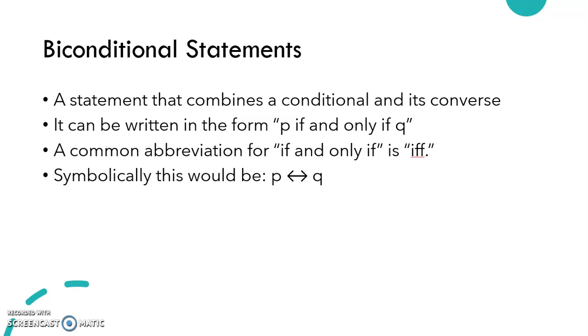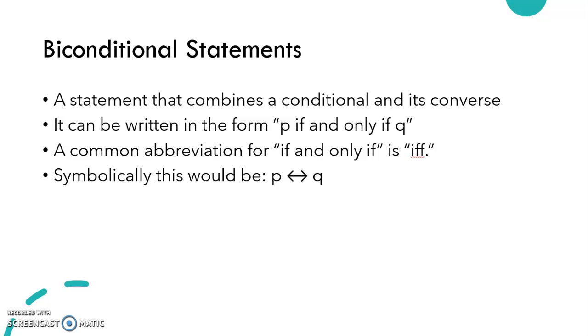So for example, I could say, I have homework if and only if I have geometry class. That would mean that the only time I have homework is when there's geometry class, and the only time I have geometry class is when there's homework. So I like to think of it as something that can be read both forwards and backwards.